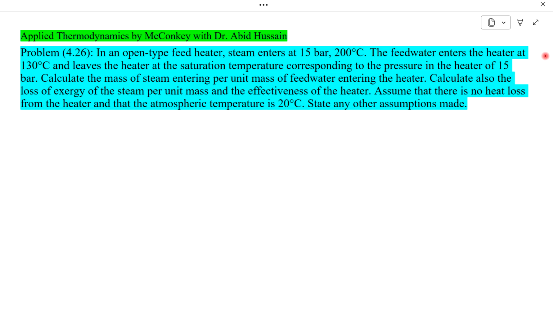Calculate also the loss of exergy of the steam per unit mass and the effectiveness of the heater. Assume that there is no heat loss from the heater and that the atmospheric temperature is 20 degrees centigrade. State any other assumption. So first I explain the concept of the problem. Let me draw a simple sketch.